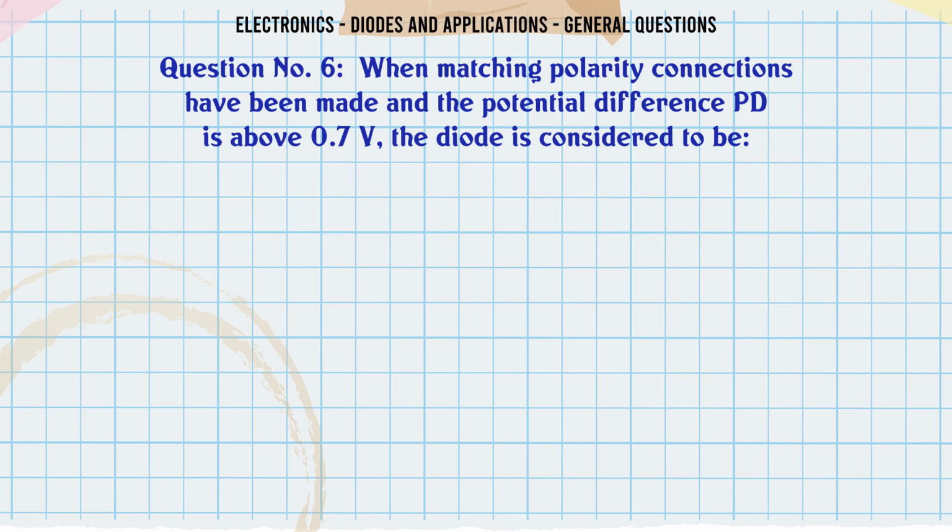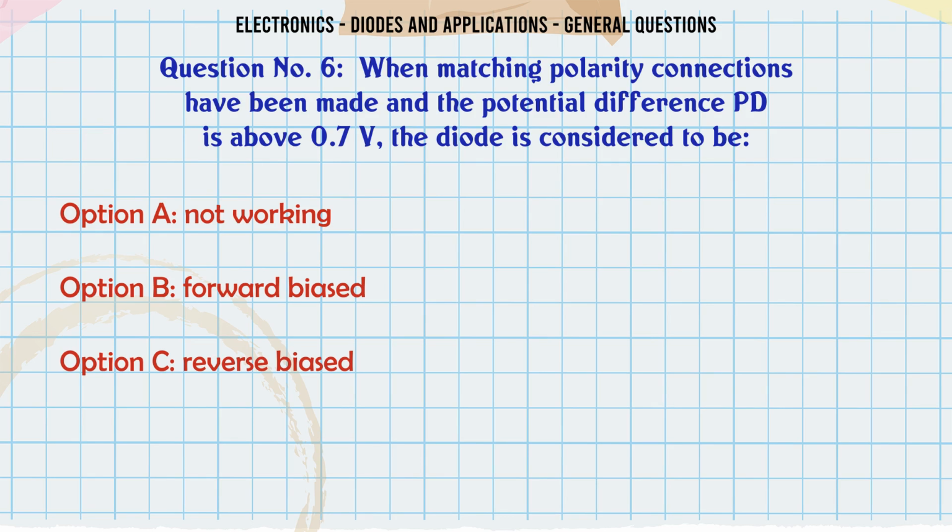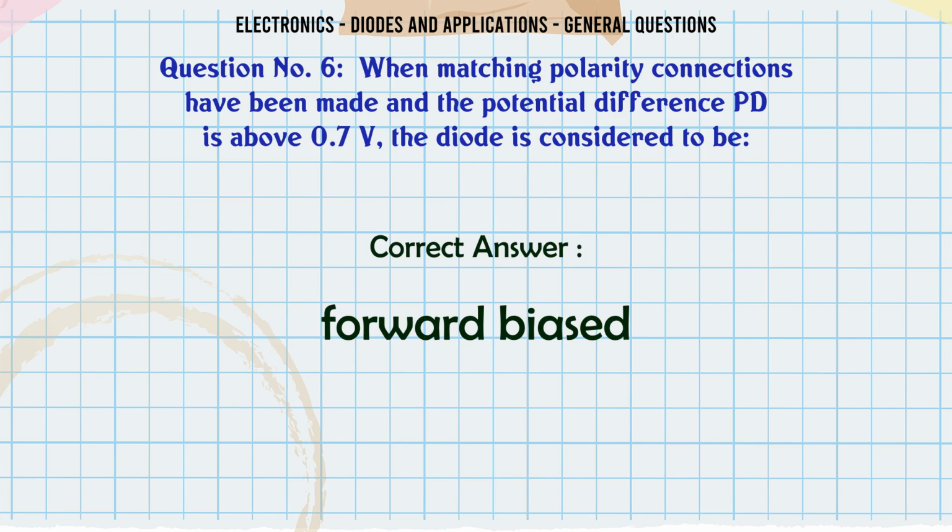When matching polarity connections have been made and the potential difference PD is above 0.7 V, the diode is considered to be A. Not working. B. Forward biased. C. Reverse biased. D. An open switch. The correct answer is forward biased.